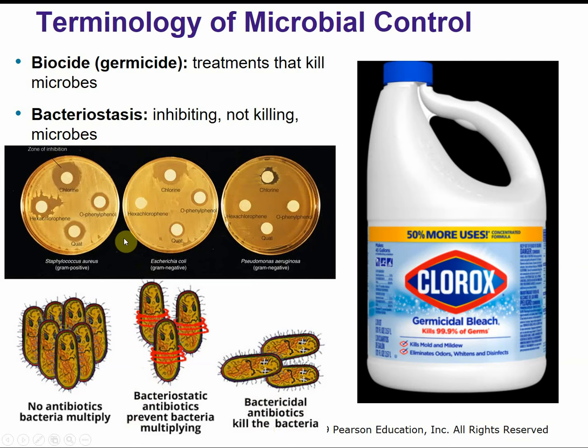So this is showing the effectiveness of different types of antimicrobial treatments. So we have a lawn growth of bacteria on our Petri plate, and we look for the zones of inhibition. So these are areas where there's no bacterial growth. So this is showing that chlorine seems to be the most effective on these different bacteria. And it also shows that different antimicrobial agents have different levels of effectiveness against different types of microorganisms.